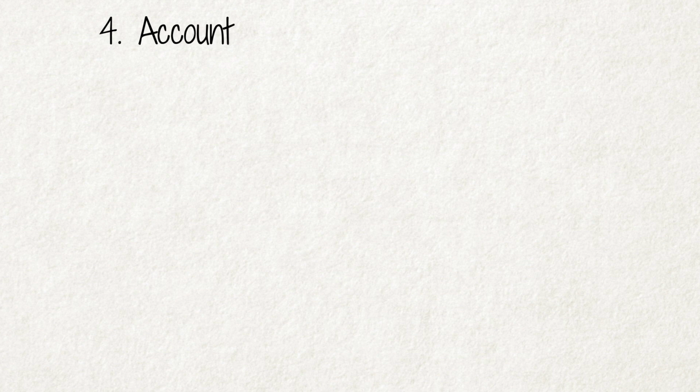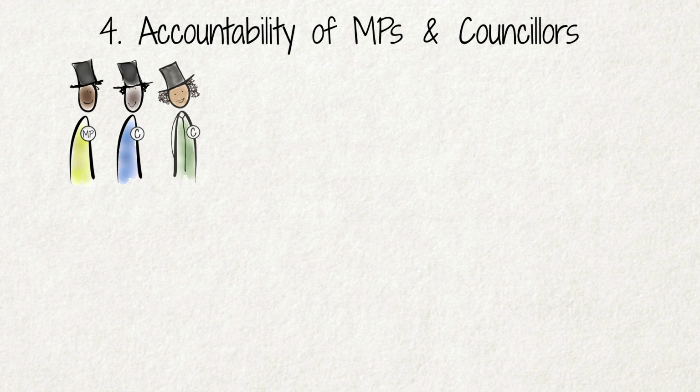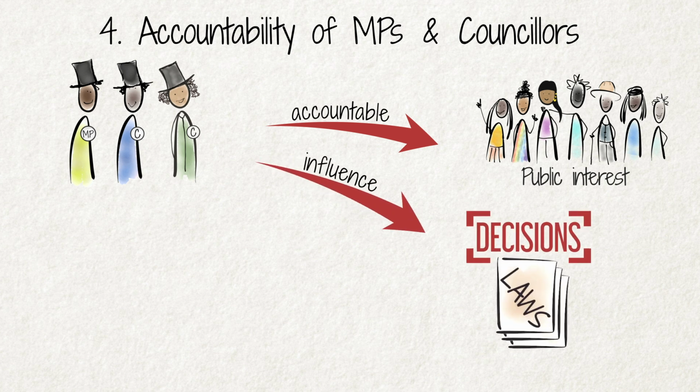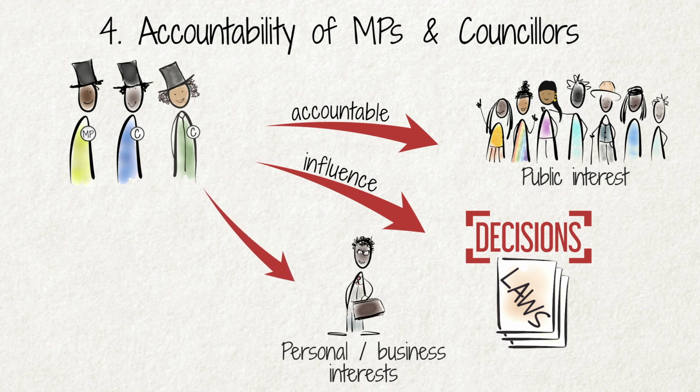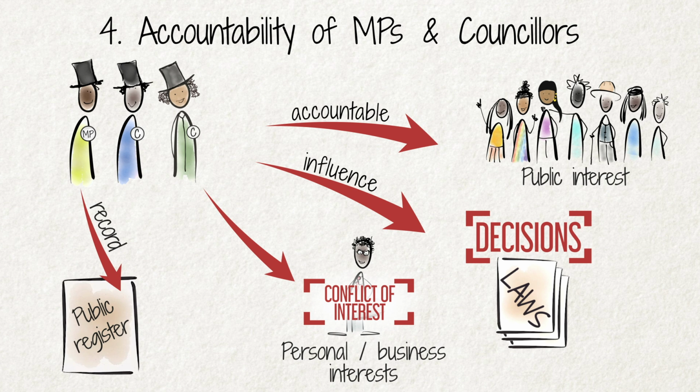4. Accountability of MPs and councillors. As elected representatives, all MPs and councillors must act in the public interest and are accountable to the citizens. They are in powerful positions and can influence important laws and decisions that affect millions of people. There may be times when their personal or business interests conflict with their ability to look after the public interest. All elected representatives at national, provincial, and local level must record their personal business and outside interests in a public register so that citizens can monitor any unethical or corrupt behavior.